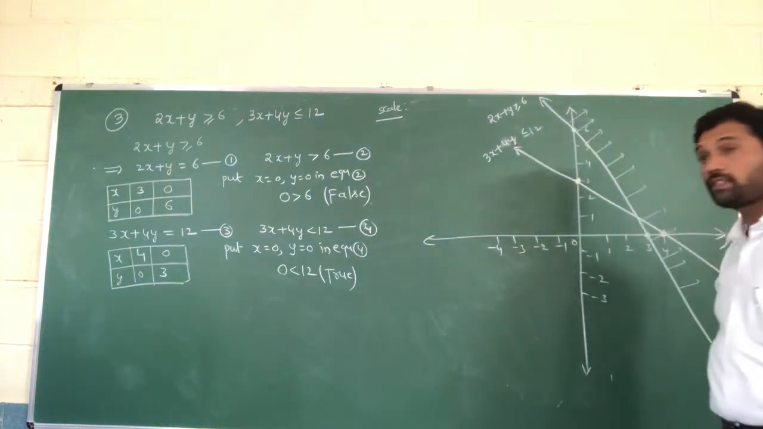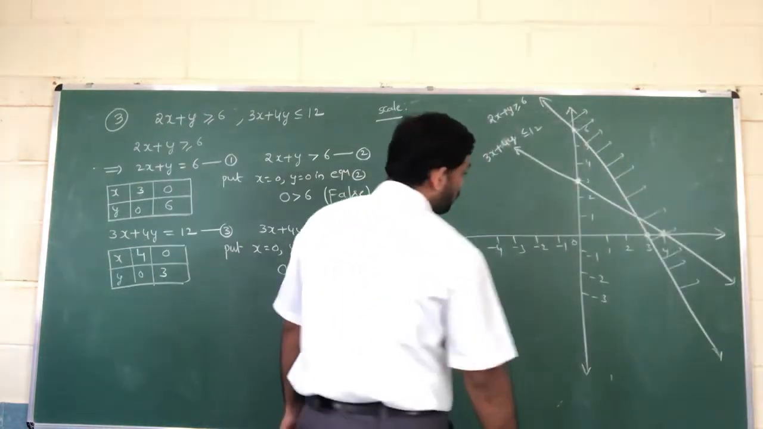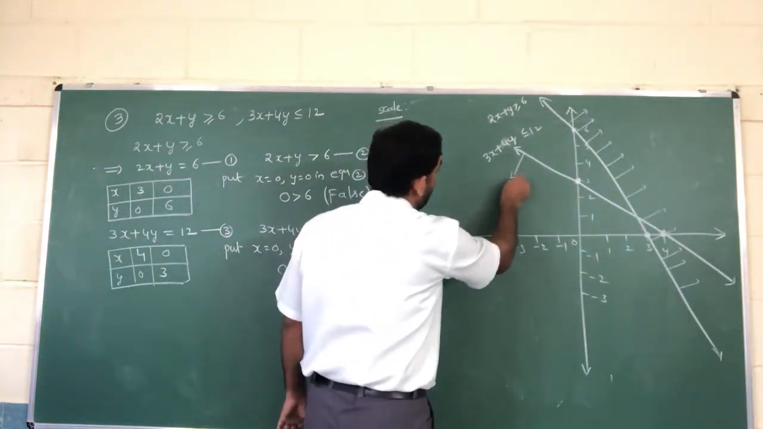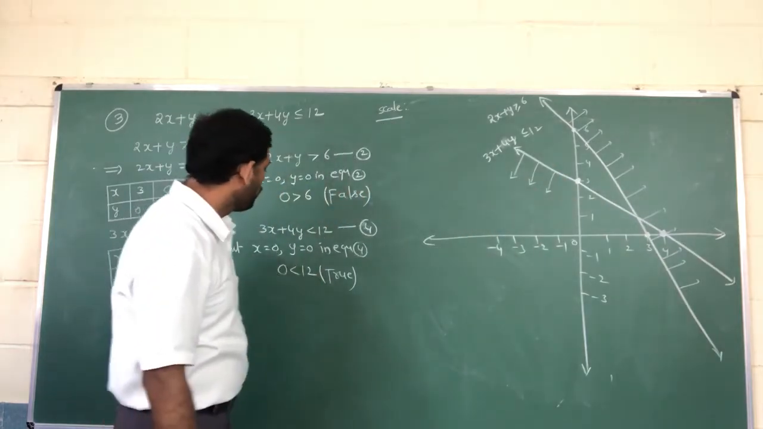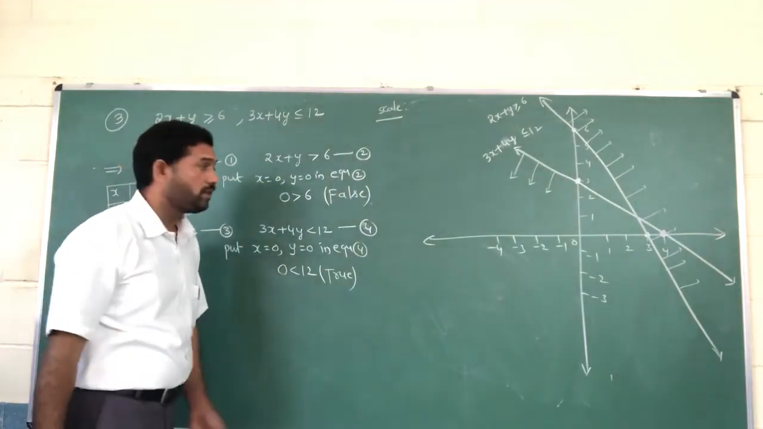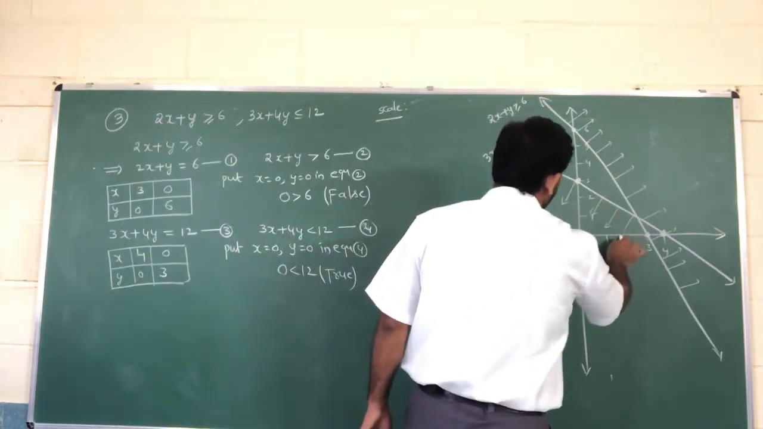Next, what is given? Is it true or false? True or false means the solution is towards the origin. It is true, since 0 less than 12 is true. The solution is towards the origin.